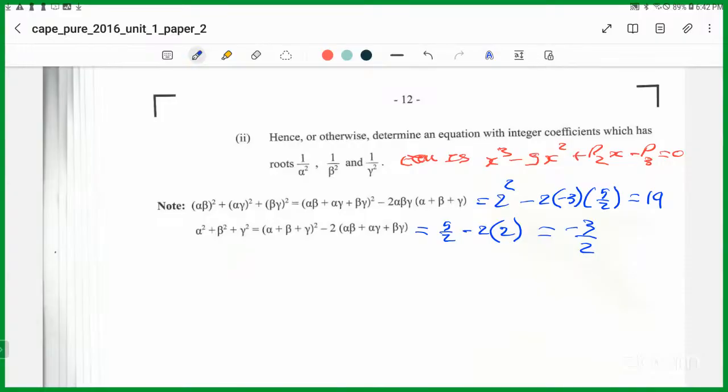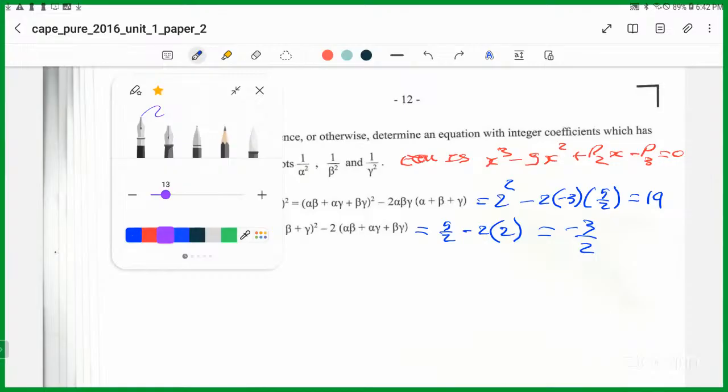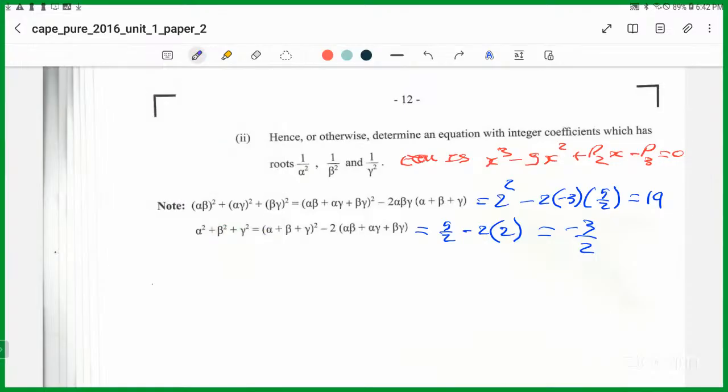Alright, so we need to find the sum, the pairwise product, and the product of these 3 roots now. Let's go one at a time. So the sum first, it's written in purple. So the S is the sum of these 3 roots. It is 1 over alpha squared plus 1 over beta squared plus 1 over lambda squared. What's going to happen now is you want to make this into one fraction. So you multiply this one by beta squared, lambda squared, top and bottom, multiply this one by alpha squared, lambda squared, multiply this one by alpha squared, beta squared.